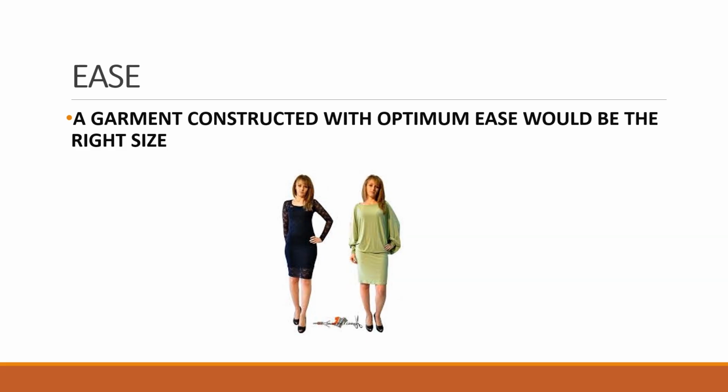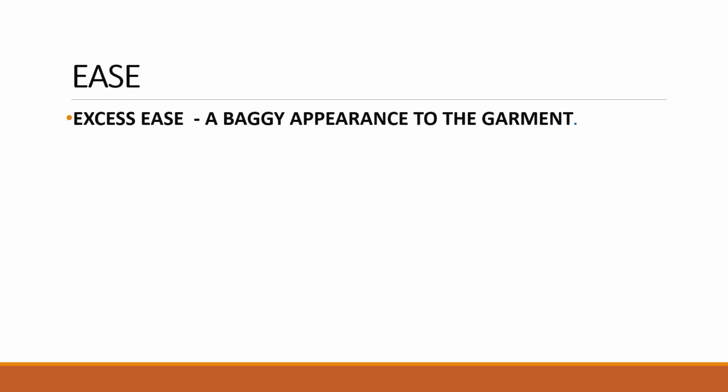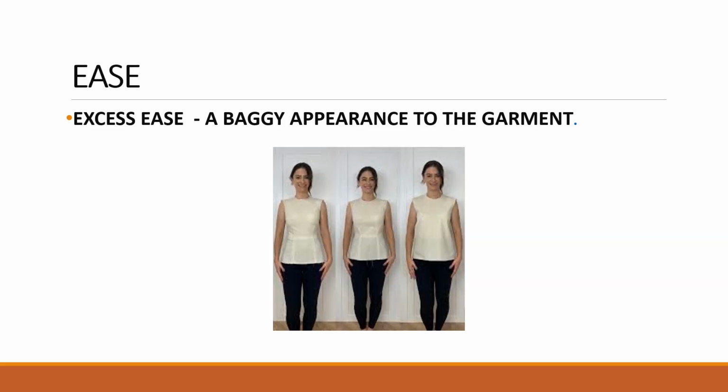The definition or the application of ease differs from body to body. That's why it is about how a person feels comfortable with that particular garment. So that is the ease of the garment. Ease can also go to the higher side, and when it goes into excess, it appears as a baggy appearance as shown in the figure. So this is called excess ease.